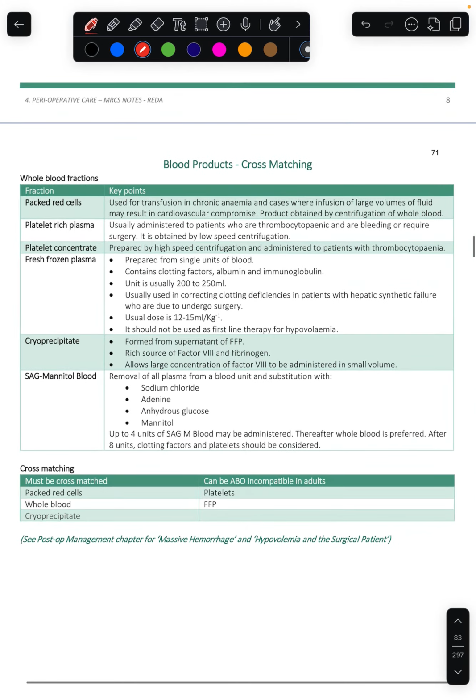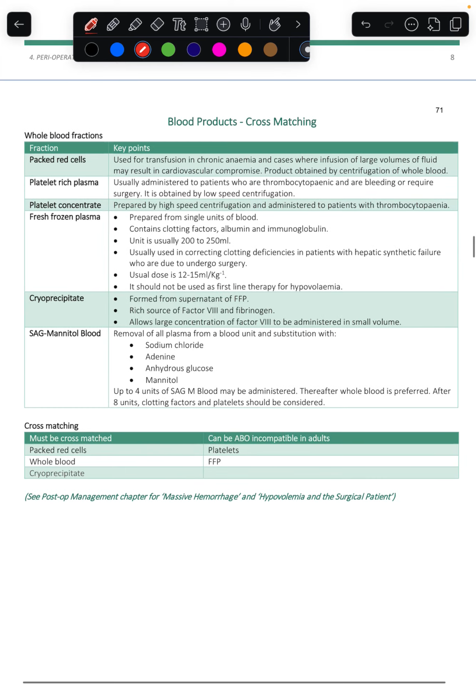So what are the blood products and cross-matching? Packed cells are used for transfusion in chronic anemia and in cases where infusion of a large volume of fluid may result in cardiovascular overload. These are the products obtained by centrifugation. Platelets are usually given for thrombocytopenia. Platelet concentrate and fresh frozen plasma are prepared by high-speed centrifugation.